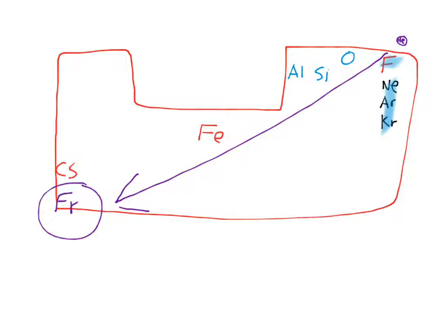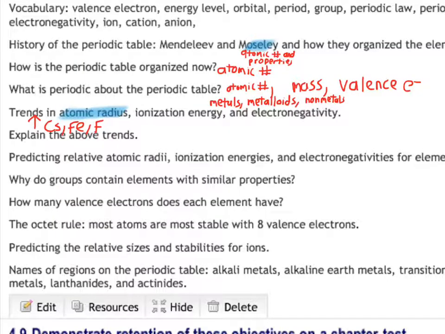So cesium, iron, and fluorine. Fluorine is the smallest, iron is in between, and cesium is the biggest.